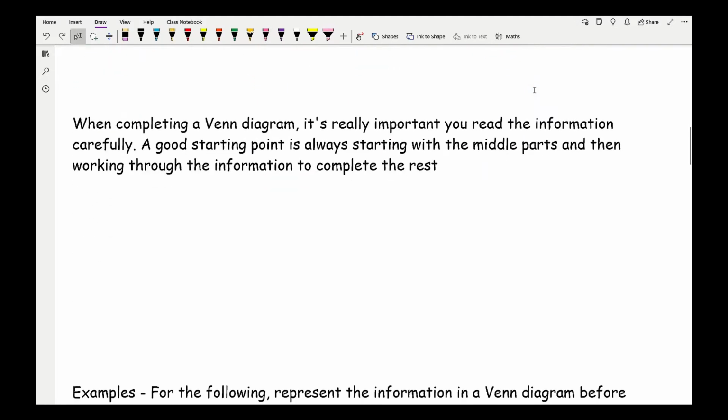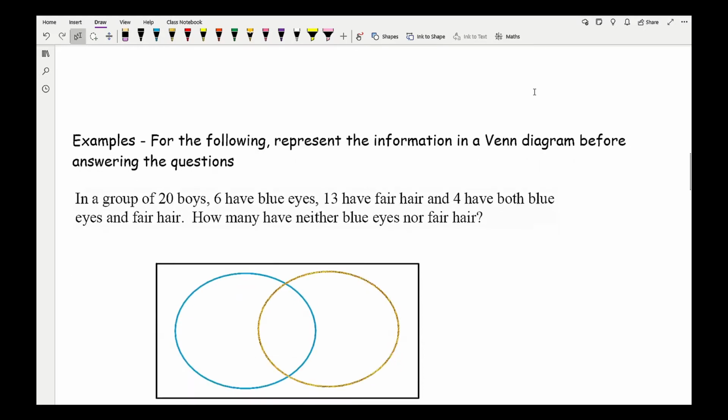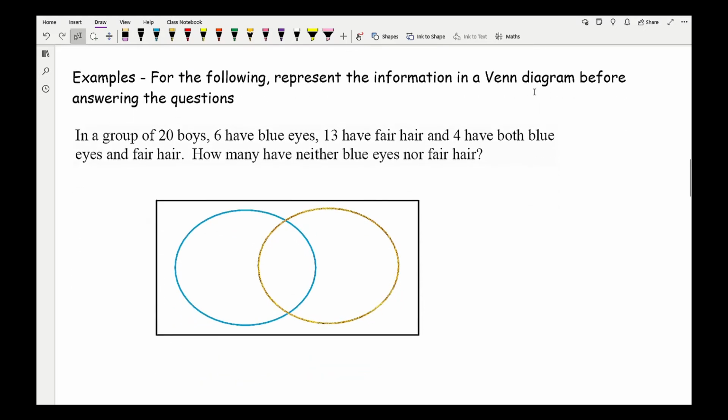So when completing a Venn diagram, it's really important that you read the information carefully, and a good starting point is always starting with the middle part and then working through the information to complete the rest. So let's have a look at some examples. For the following examples, we need to represent the information in a Venn diagram before answering the questions.